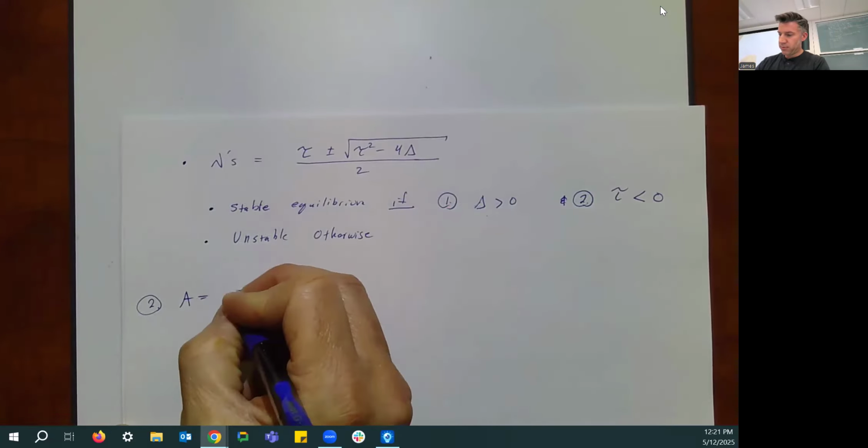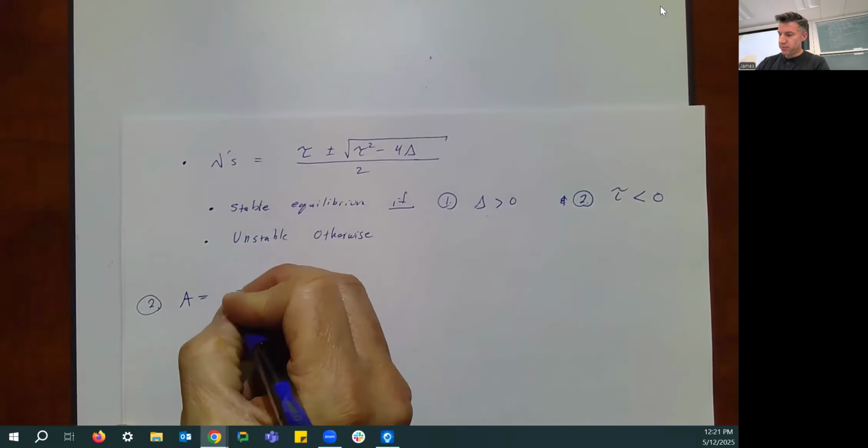Now, to know if it's a stable node or a stable spiral, we would have to determine whether our eigenvalues were real or complex. In other words, is the discriminant of our quadratic formula going to have a real part or an imaginary part? Is it going to be square root of a positive or square root of a negative? But they're not asking us that, so we shouldn't really do it.